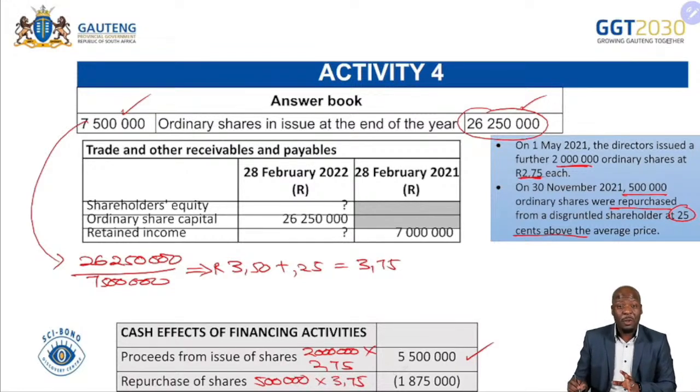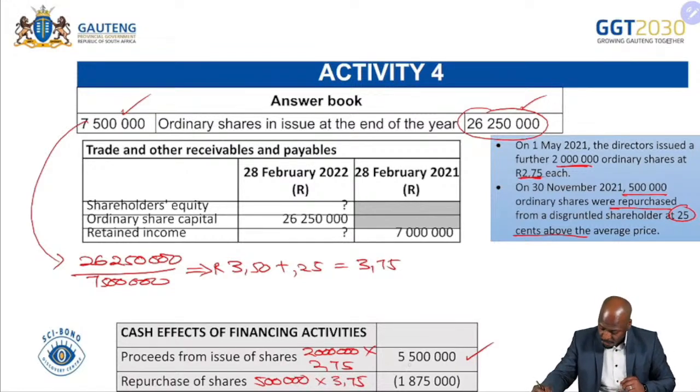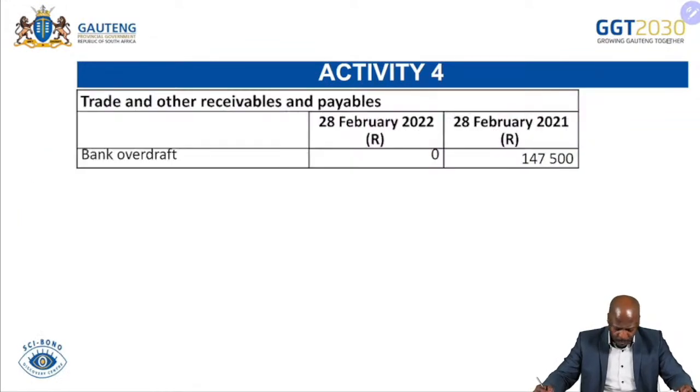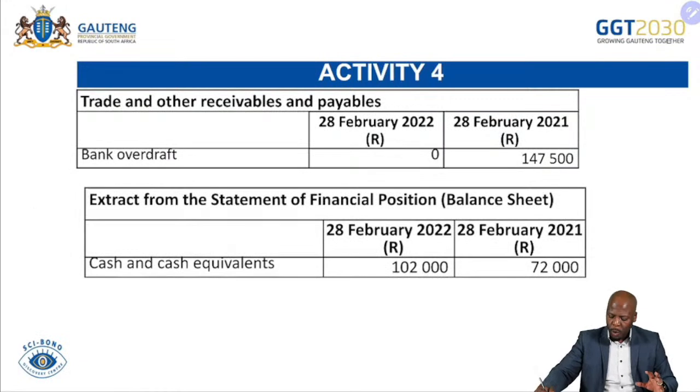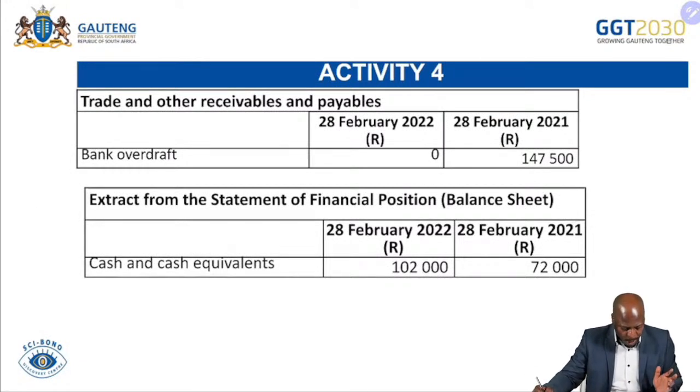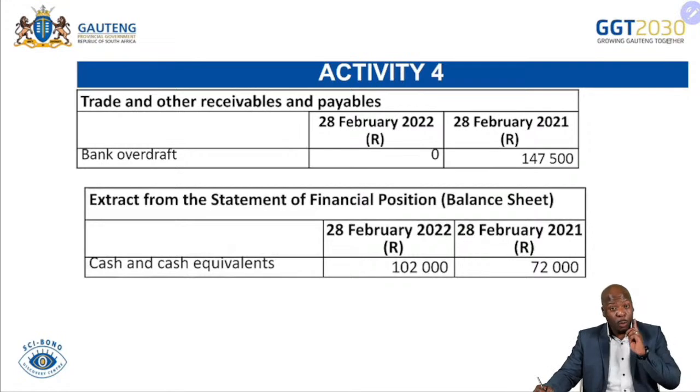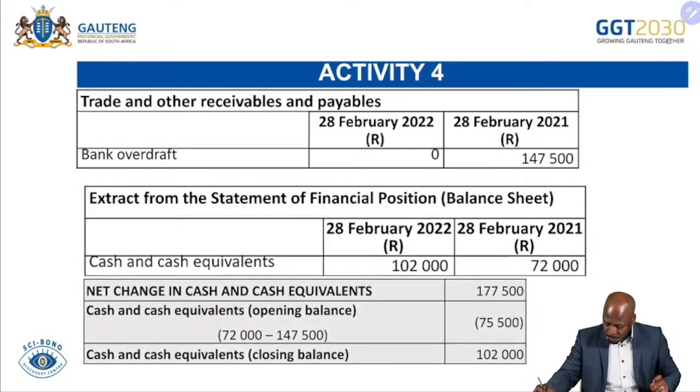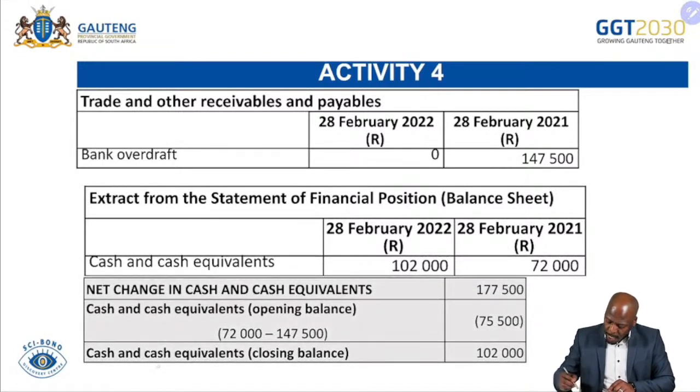This was a very interesting question. Okay, very, very interesting question. All right, I want us to look at the next aspect in this cash flow statement. The next aspect that the Gauteng paper brought was the calculation of the net change in cash and cash equivalents, which I know most of you have a problem with. Let's see how that could be done. So remember, we are given the 2021, which is your 147,500. Okay, so the 147,500, remember, it is a bank overdraft.